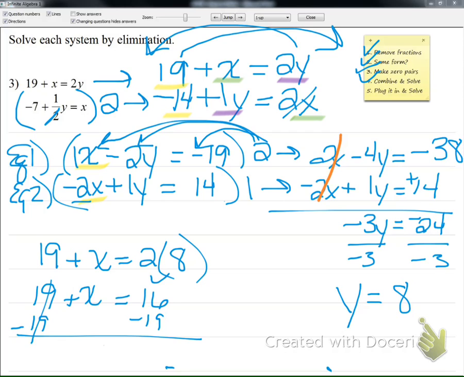Oops, dropped my pen. X is equal to negative 3. Alright, write your final answer. Negative 3, comma 8 in parentheses. Right? You try number 4, push pause until you're done, and then push play to see if you got it right.